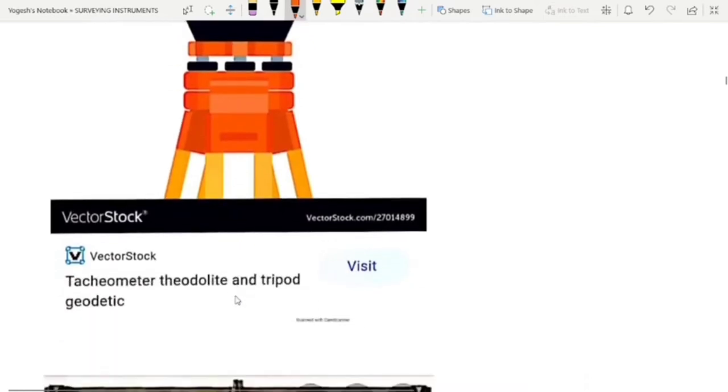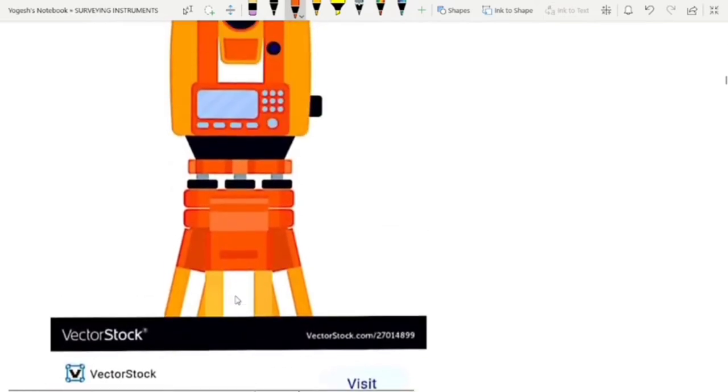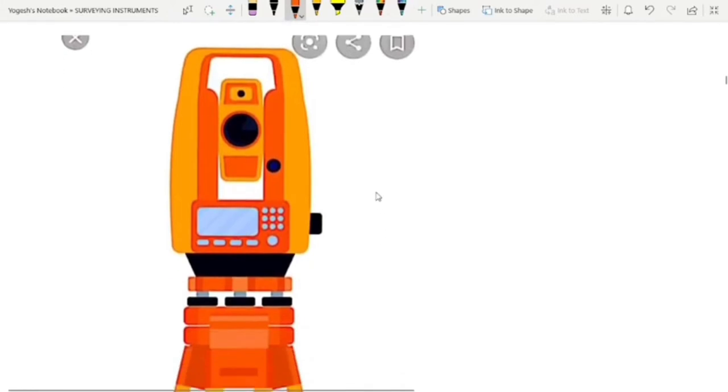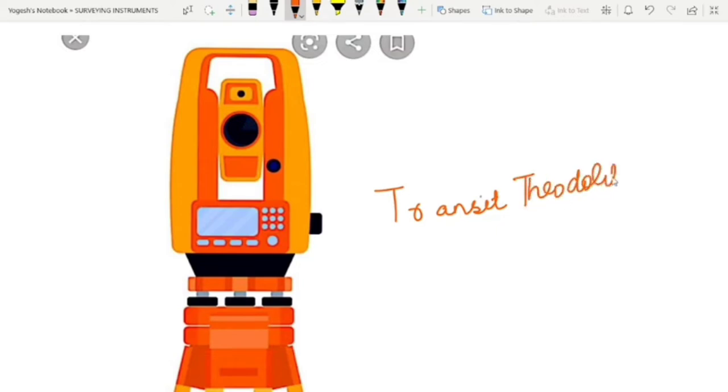This is basically the tachometric theodolite, or you can say tachometer, or you can say prismatic, or you can say transit theodolite. This is also a transit theodolite.